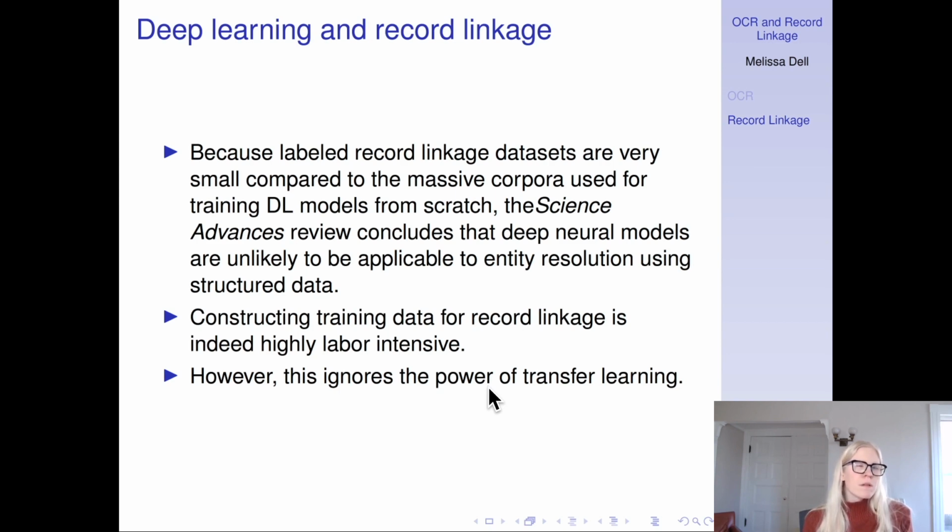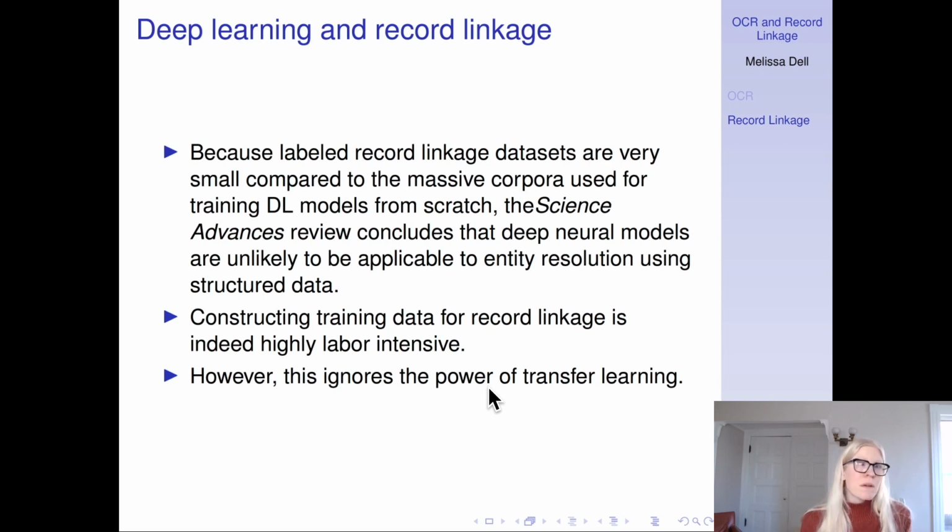Well, they say, labeled record linkage data sets are very small compared to the massive corpuses that are used for training deep learning models from scratch. And hence, deep neural methods aren't going to be applicable because we don't have enough data to train them. And indeed, it is very costly to construct training data for record linkage. It's a very labor-intensive process, but this ignores the power of transfer learning, that actually a lot of the information that we need to improve the accuracy of record linkage is already contained in pre-trained models.